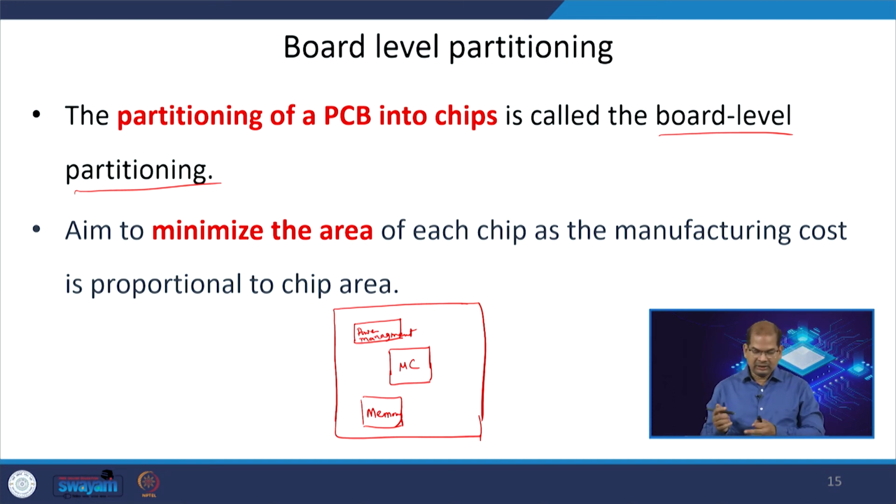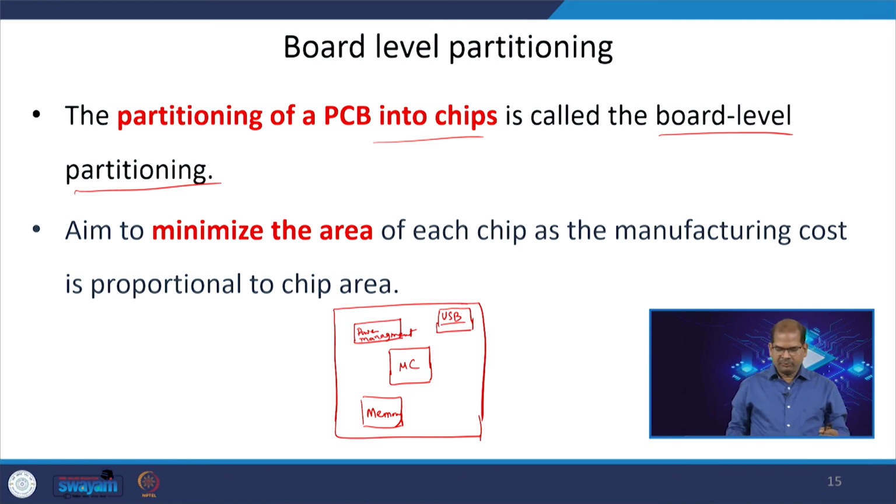And also the third one is communication. Communication means you need to have different types of communication among the boards, like USB, Ethernet. Okay, all these need to be determined before I design the PCB for a microcontroller. So, basically the point here is that I need to decide the chips, how I can partition the PCB into chips, so that my board level partitioning is successful.